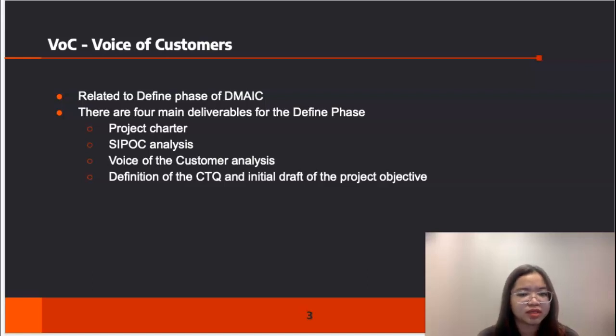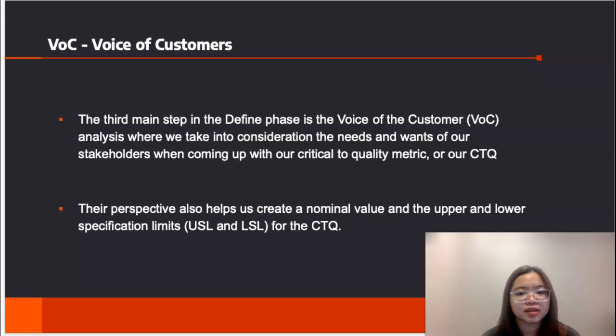The voice of the customer is a model related to the define phase of the DMAIC model. There are four main deliverables of the define phase, and voice of the customer is one of them. It is the analysis where we take into consideration the needs and wants of the stakeholders, mostly the customers and also the employees, when coming up with our CTQ, our critical to quality metrics. This perspective also helps us create a nominal value and the upper and lower specification limits for the CTQ.